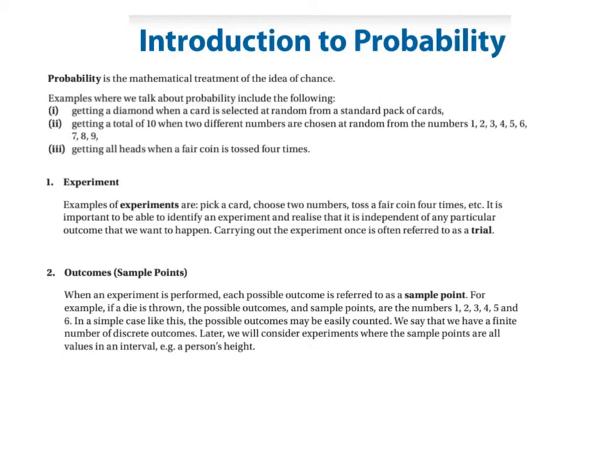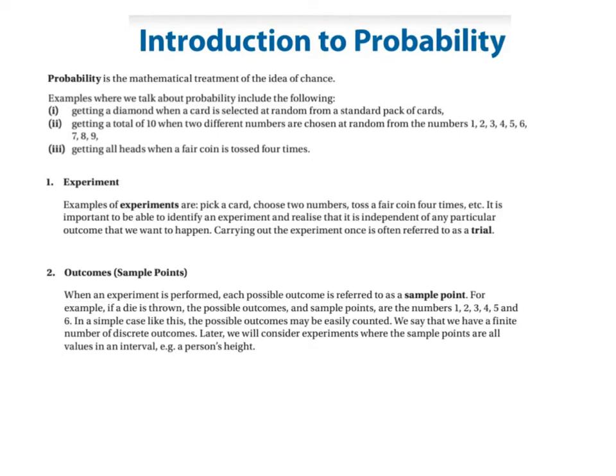For example, getting a head when a fair coin is tossed 4 times. What's the probability of that happening with all heads when a fair coin is tossed 4 times? Getting a total of 10. We're choosing numbers from random, etc. So let's just go through a couple of definitions and then we'll look at an example at the end.